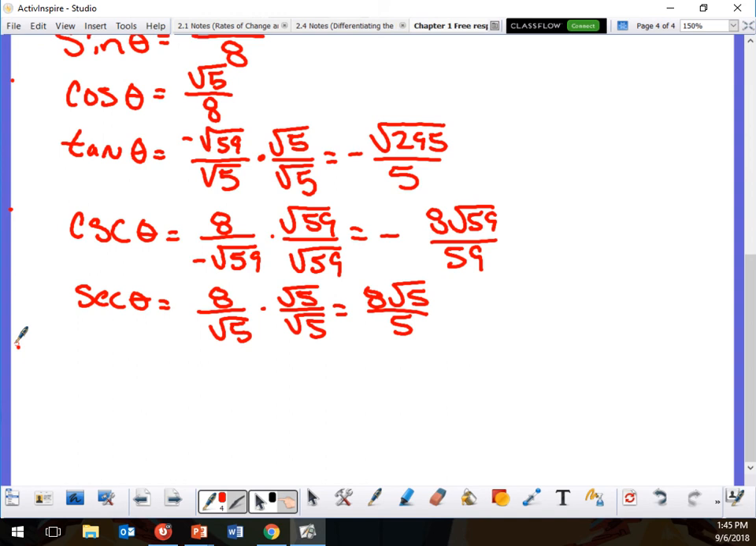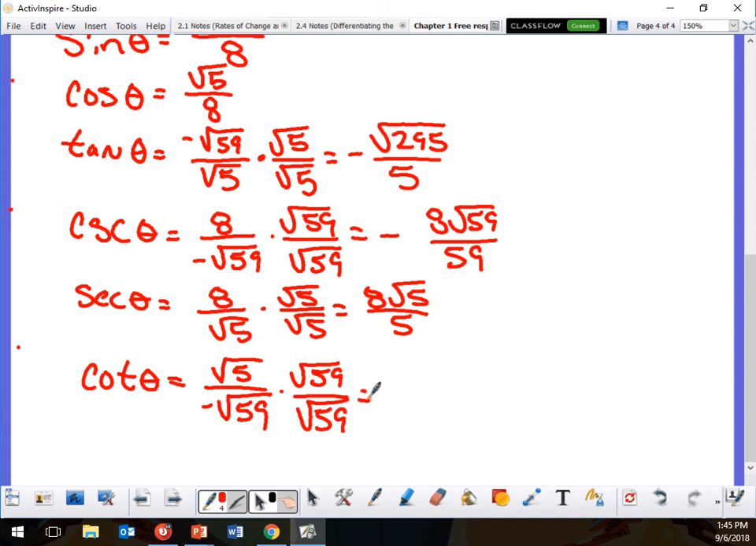Last one. Cotangent. What is cotangent? Rad 5 over negative rad 59. Rationalize this time. Rad 59. Negative. 295. No, 59. Sorry.